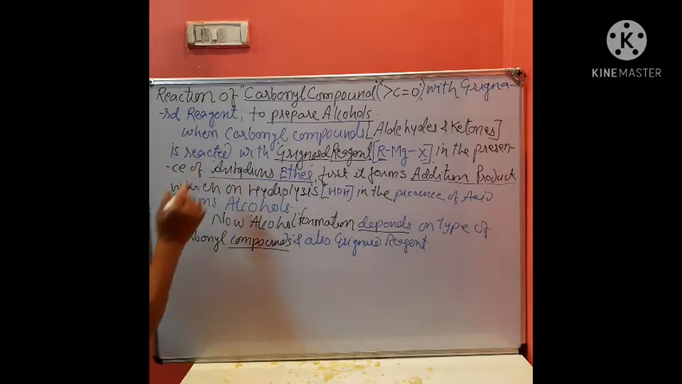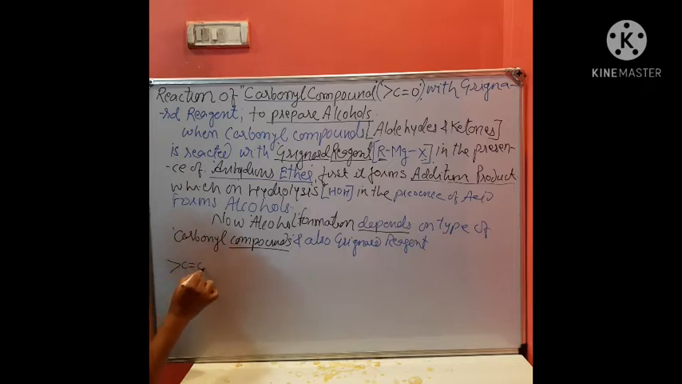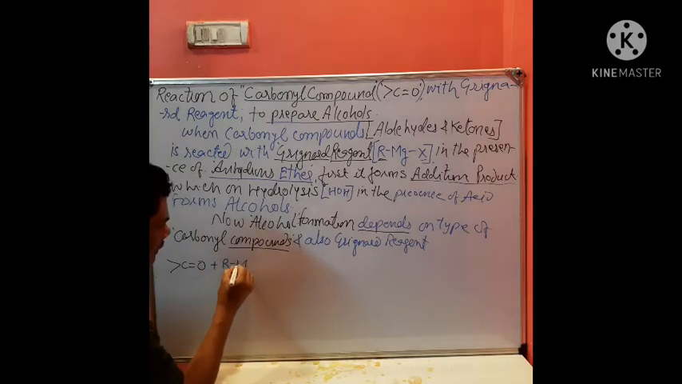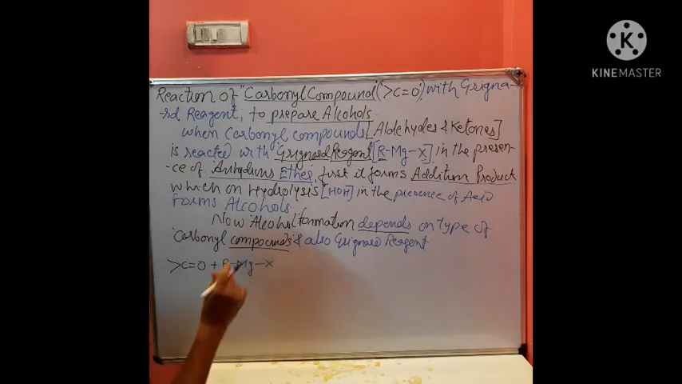Now, I am writing the equation for it. When a carbonyl compound, so C double bond O, here nothing is mentioned, that is, neither H nor R. Nothing is mentioned, okay, simple. What basic reaction is there? Plus R, Mg and X.